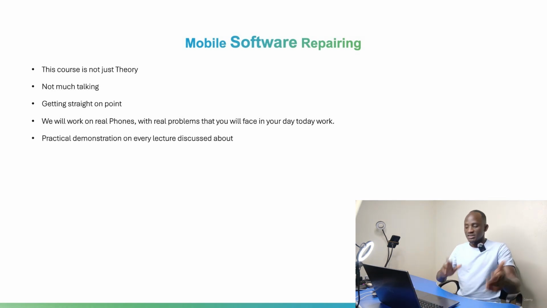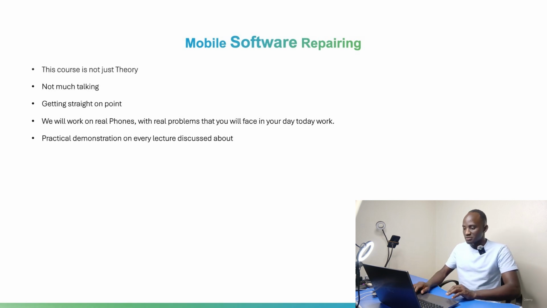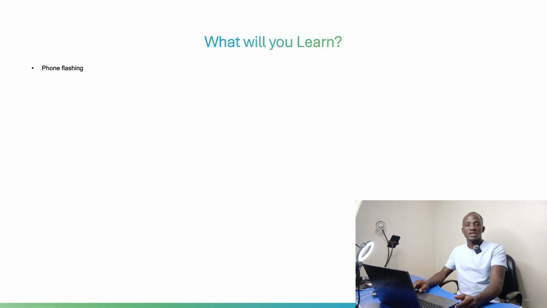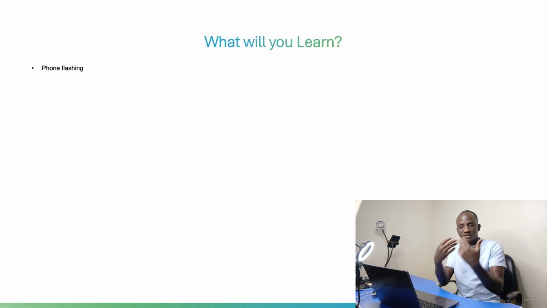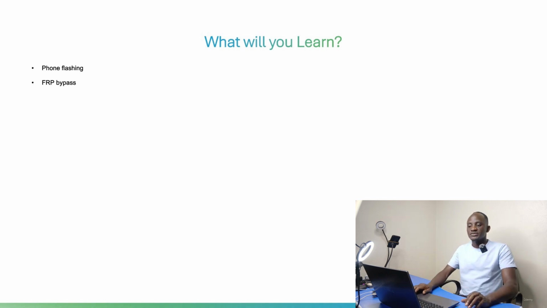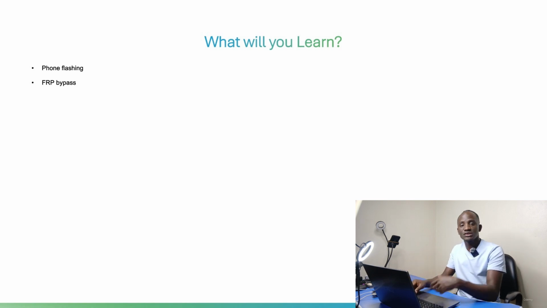Just like I said, we will have practical demonstrations on every lecture, on every part that we are discussing. So basically, over this course, what are you going to learn? You are going to learn phone flashing. Again, we talked about many brands from Samsung to itel, Infinix, Tecno, so very many. Then we will talk about FRP bypass, or how you bypass this factory reset protection by Google. There are so many ways that you can bypass this. You can do it manually with just the internet, or you can use different provided software to bypass this lock.